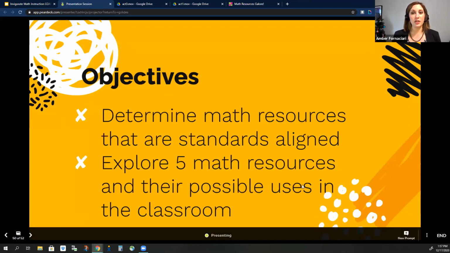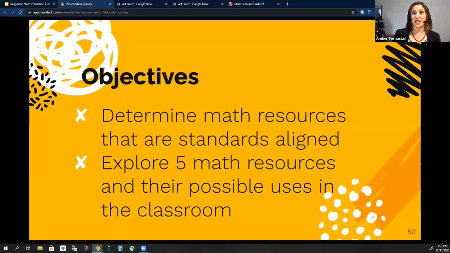I hope that we have achieved our two objectives today. Determining math resources that are standards aligned. How can you do that? How do you determine whether this is not just a good resource because Amber said it is, but because it's standards aligned, right? And then the 5 math resources that I gave to you, how can you use them in your classroom tomorrow or in the future?